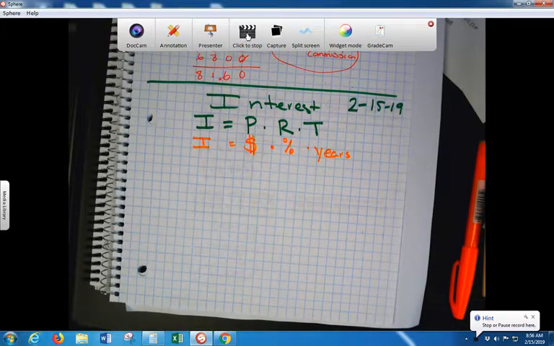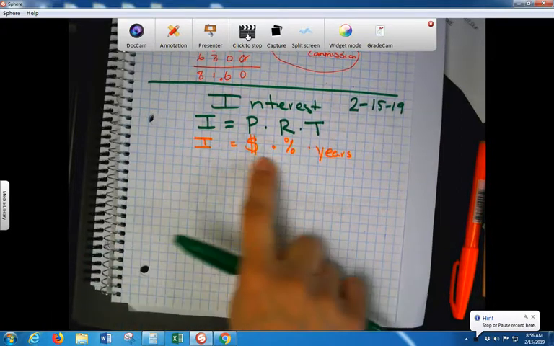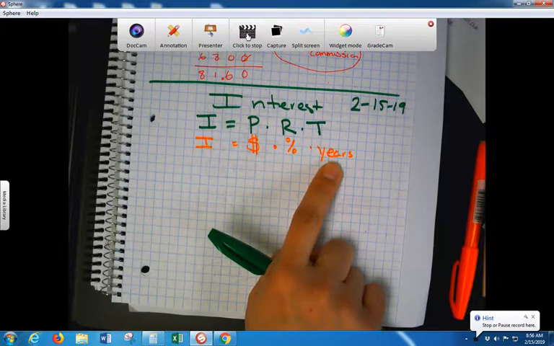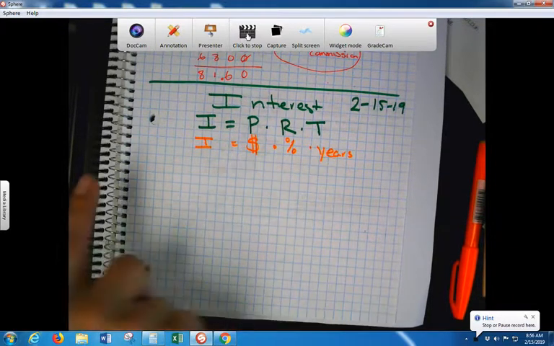In high school, you'll have a different formula for interest. It's a little bit more complicated, but it takes into account when you make payments. This is when you don't make any payments.